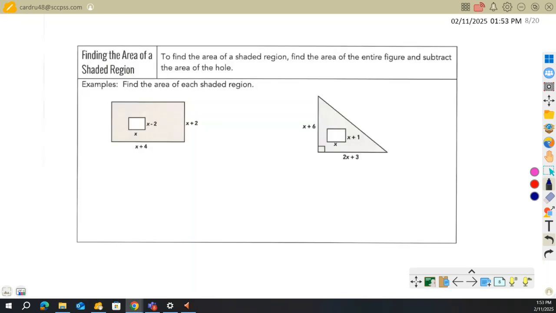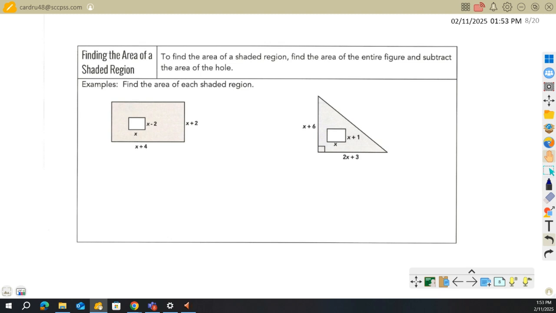Okay. So next thing we're going to do is making those algebraic and geometric connections again. So we want to find the area of a shaded region. To find the area of a shaded region, we're going to find the area of the entire figure and subtract the area of the hole.